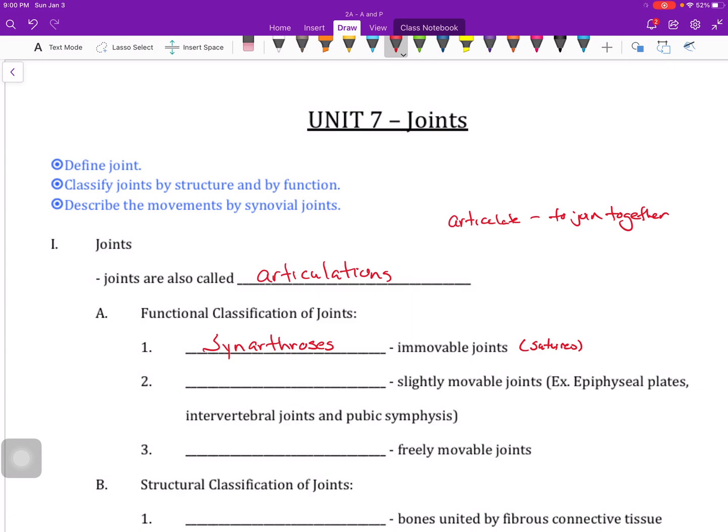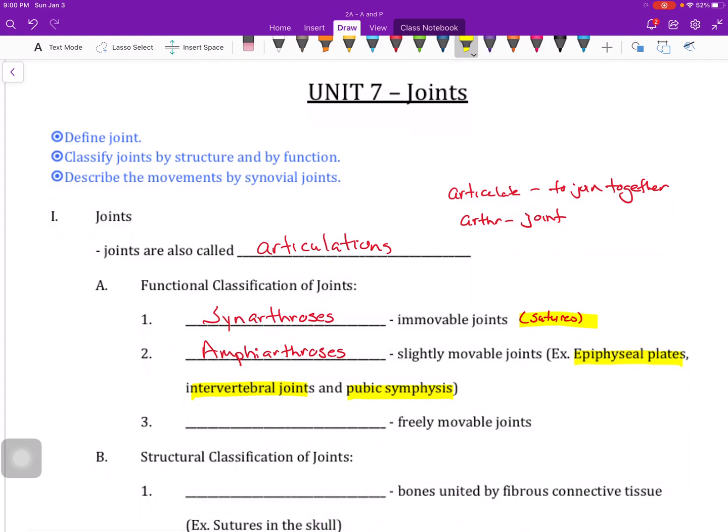The next one is called amphiarthroses, spelled AMPHIARTHROSES. Remember a root word, arthro, means joint. Okay, slightly movable joints, for example, epiphyseal plates, intervertebral joints, and the pubic symphysis. And we said up here those were sutures.